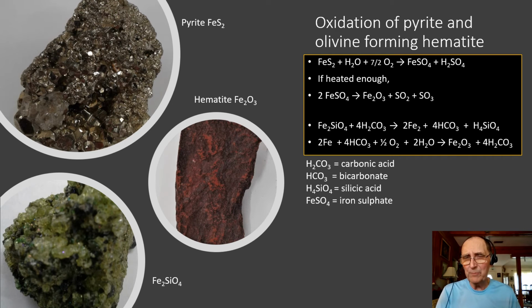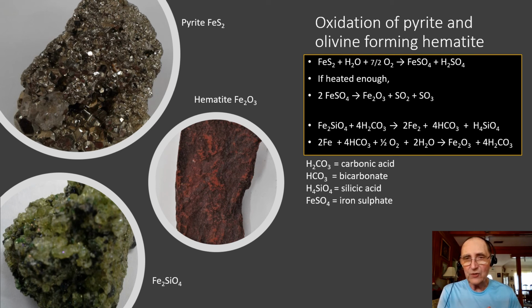Here I'm going to show you 2 examples of oxidation. The first one involves pyrite, fool's gold, iron sulfide or FeS2, weathering chemically into hematite, an iron oxide with formula Fe2O3. The second example involves olivine, one of the ferromagnesians, Fe2SiO4, also oxidizing into hematite. If you look at the reactions on top, you can see that pyrite reacts with water and oxygen to create iron sulfate and a very strong acid, sulfuric acid, the H2SO4. If heated enough, the iron sulfate will yield the iron oxide hematite plus sulfur dioxide and sulfur trioxide.